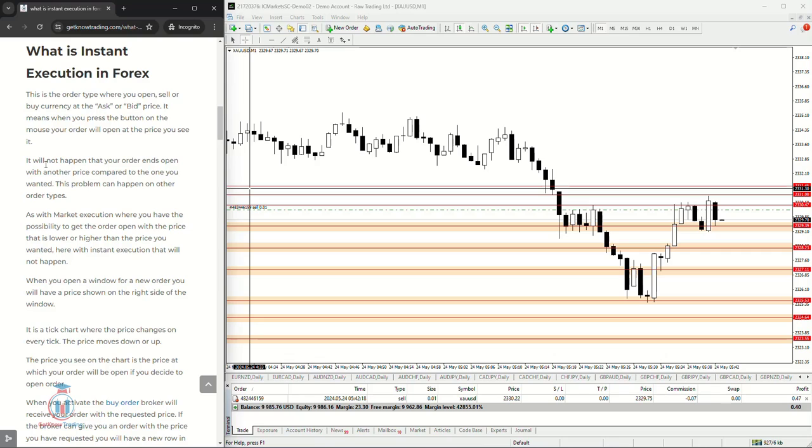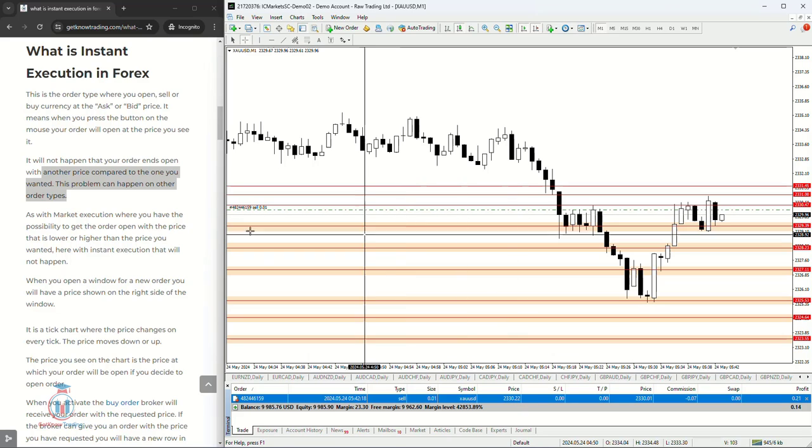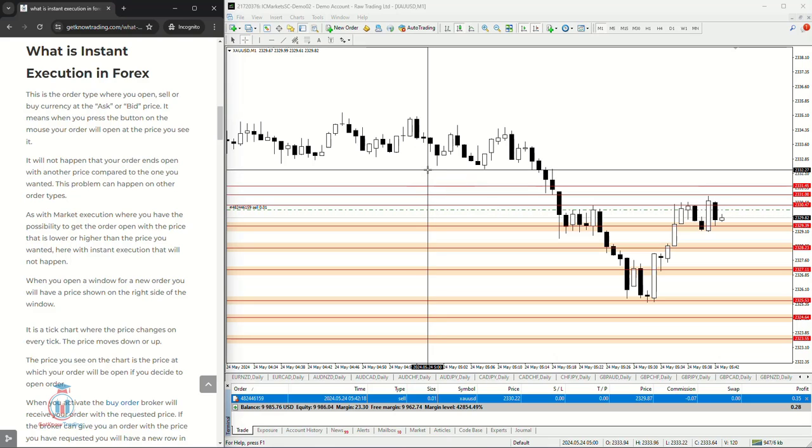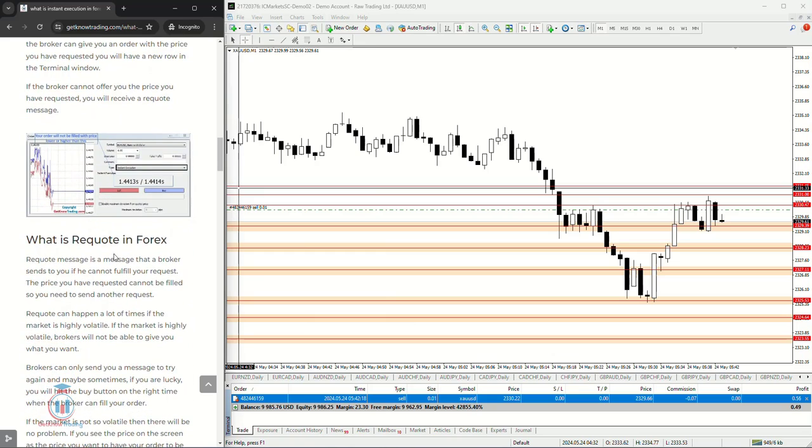Something that can happen on other types of orders is that your order ends up opening at another price compared to the one you wanted. This problem can happen on other types. That means if I have pressed the button and I have seen 22, but when I click the button, my broker doesn't open at that price, but waits slightly and then opens at another price. And that is something that happens on some brokers which are not very good, because the delay in their trading server is not very good.